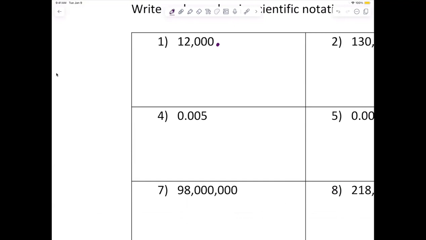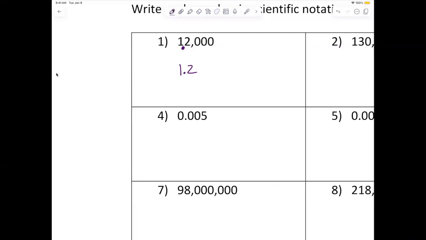Now, to write in scientific notation, you want your decimal after the first non-zero digit. So we are going to move it from here to after the 1. Just look at this for a second: 1.2000. Now, is it necessary for me to put 000 in? No, because zeros at the end of a decimal don't change the value of the number. So we just write 1.2.